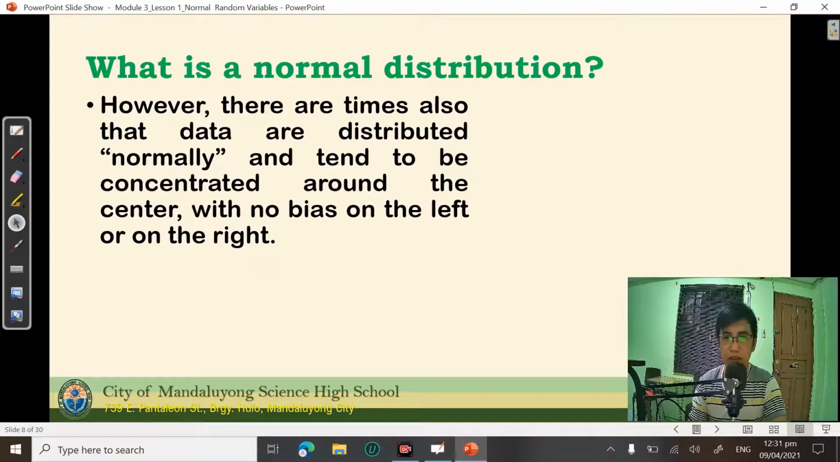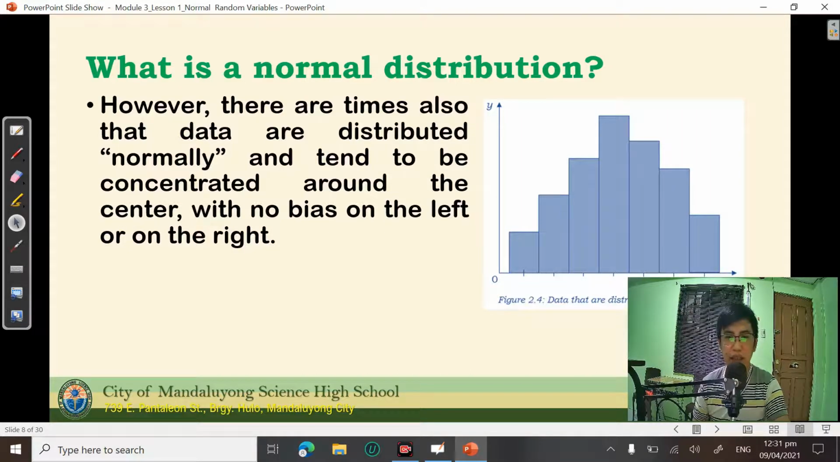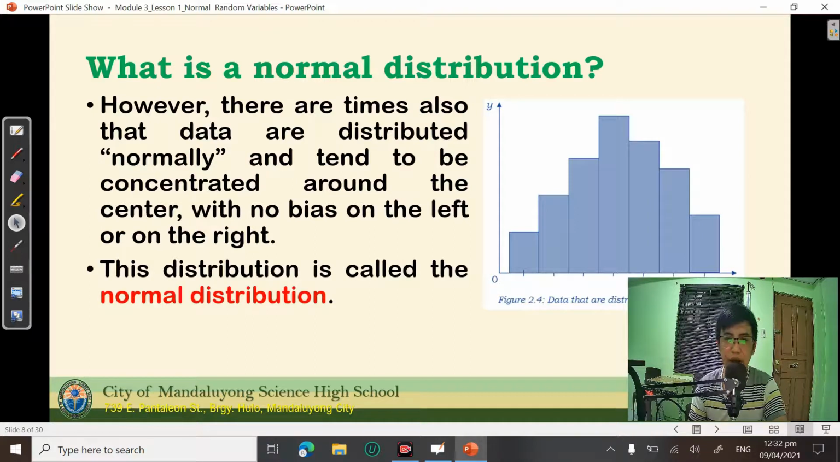So, having said that, sometimes there are also data that are distributed normally, and they tend to be concentrated around the center with no bias on the left or on the right. So this is an example of data that are distributed normally. What do we mean by that? You will notice that if you look at the distribution of the data, most of it lies around the center, where the peak is. So what does it have to do with our discussion for this day? Because we call this distribution the normal distribution.